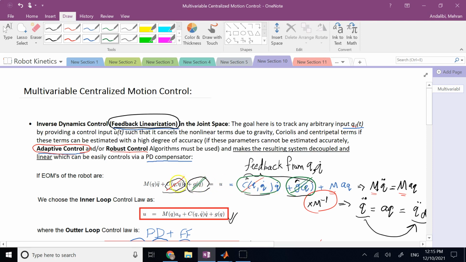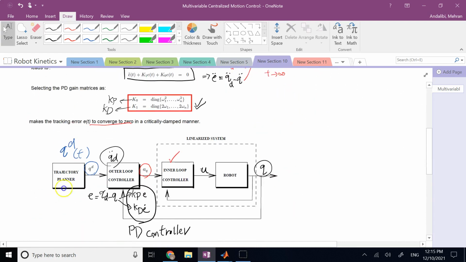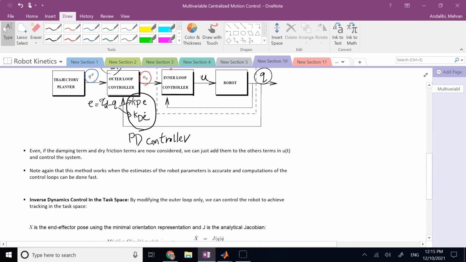If there are errors between C and C hat and G hat, and they are not small, then this method will fail very, very fast. So if you want this method to work, you probably need to do some system identification or adaptive control plus the regular control that we do right now to make sure it works.